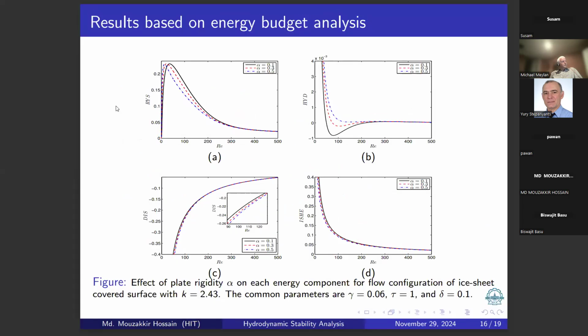These are some results for different energy components as a function of Reynolds number for different structural rigidity alpha. We can see in figure A that if we increase the structural rigidity alpha from 0.1 to 0.5, the Reynolds stress energy decreases in the finite Reynolds number zone, that means the high Reynolds number zone. Basically, it creates a damping effect on the surface instability.